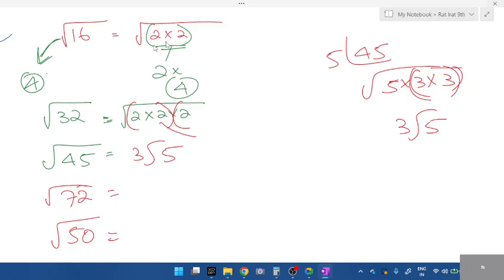You're not concentrating, Erin. What are you doing? From two same numbers, what did I tell you? You have to take out 1. 3 root 5. Yeah, try 72 and 50. Joven, what's your answer? What did you get? You completed both? Okay, let me check.